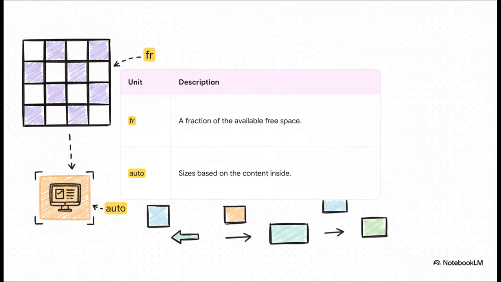Now, this is where Grid starts to get really, really clever. Forget being locked into just pixels or percentages. The FR unit, that stands for fractional unit, is an absolute game changer. It represents a fraction of the available free space, which makes creating fluid, responsive layouts almost laughably easy. And the auto keyword is just as useful, telling a row or column to size itself perfectly to fit whatever content you put inside it.